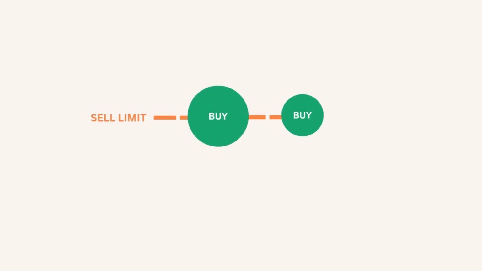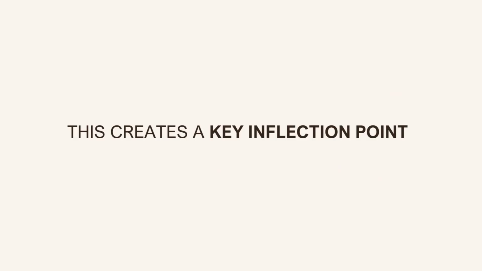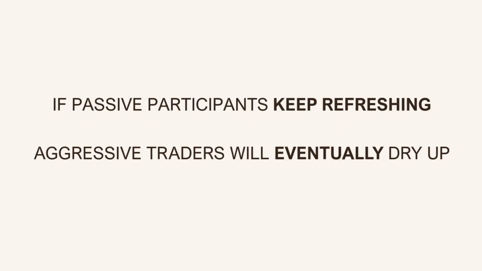Here's what's actually happening beneath the surface. Passive participants keep adding limit orders at the same price, fast enough to take the other side of all that aggressive flow. If aggressive buyers keep lifting the ask, but passive sellers continually refresh their limit orders, the buying pressure gets absorbed. Price holds. This creates a key inflection point. You can almost think of it as a quiet tug of war. Whichever side can sustain their behaviour longer eventually wins, and price moves their way.